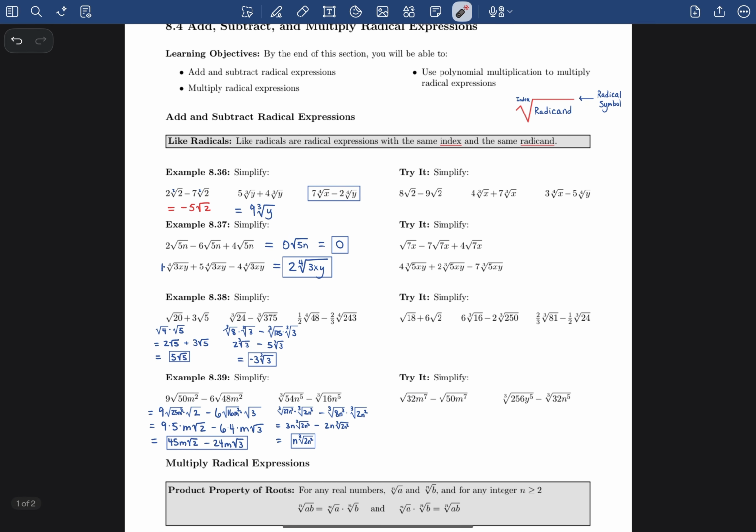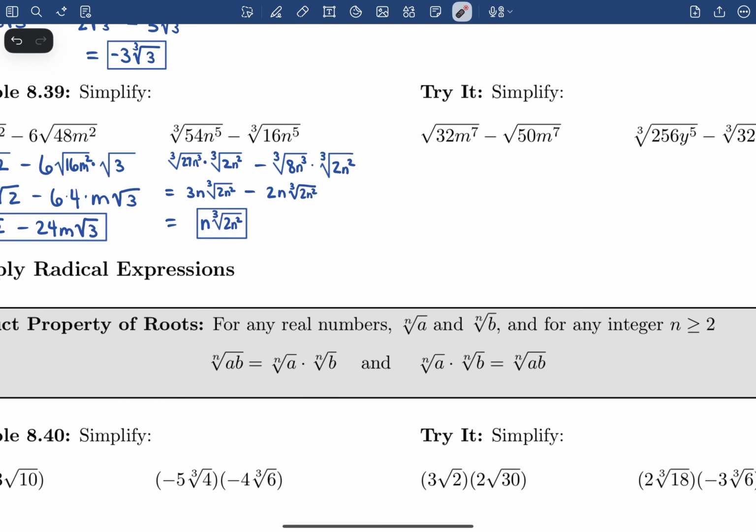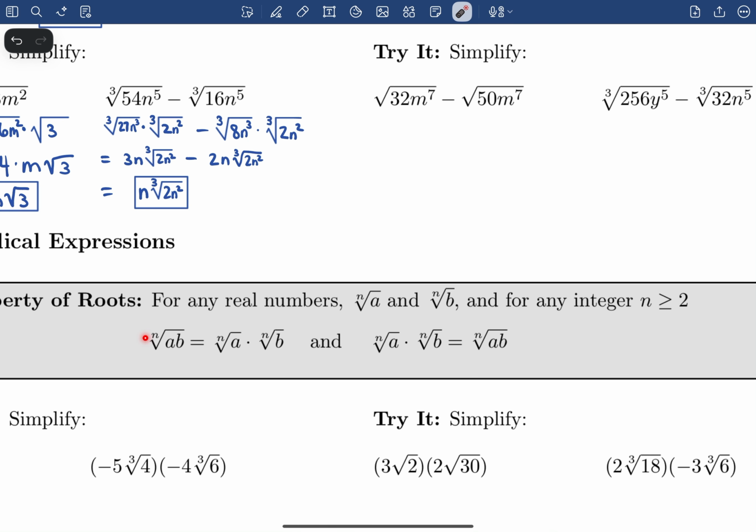Okay, so the product property of roots we've already discussed in section 8.2. It says that if we have the nth root of a times b, it's equal to the nth root of a times the nth root of b. Okay, so if I have the product of two things inside of a radical, I can separate those things and put them in their own radicals. Yeah, the index of the radical has to be the same.